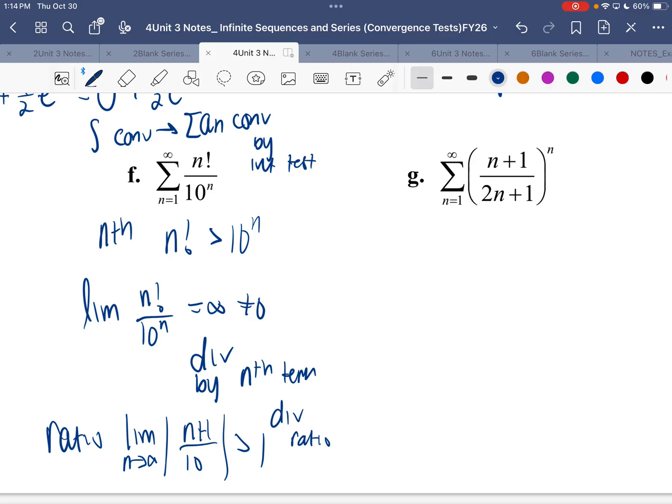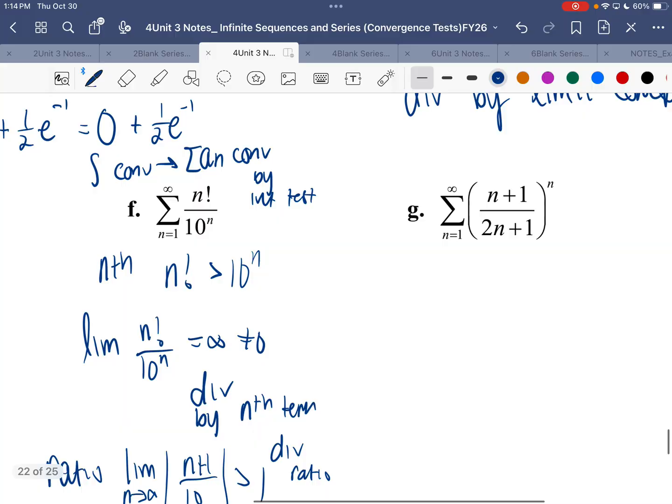Okay, what test do you think you'll do on G? Root test. Root test. Limit.